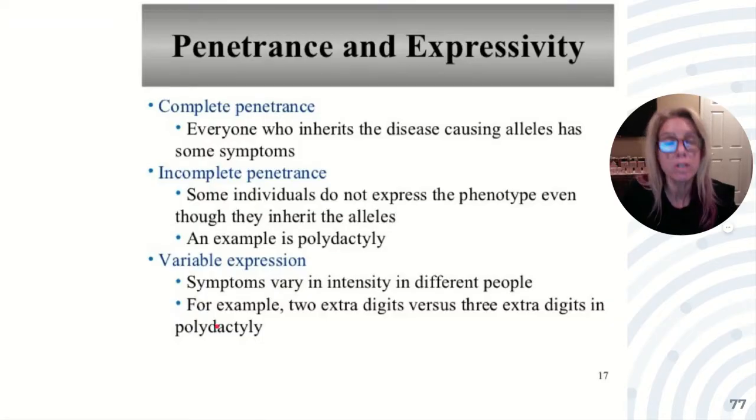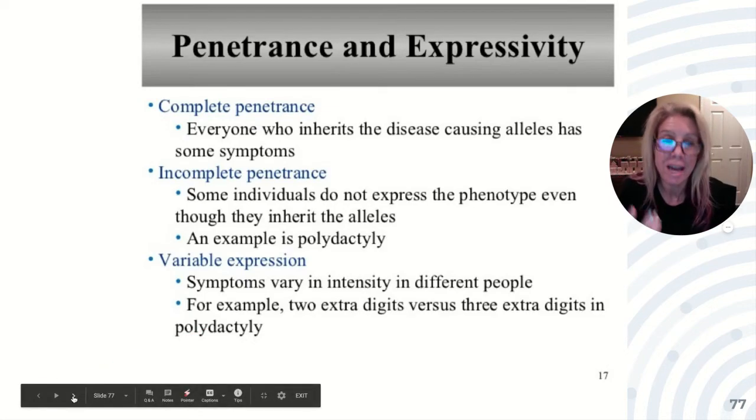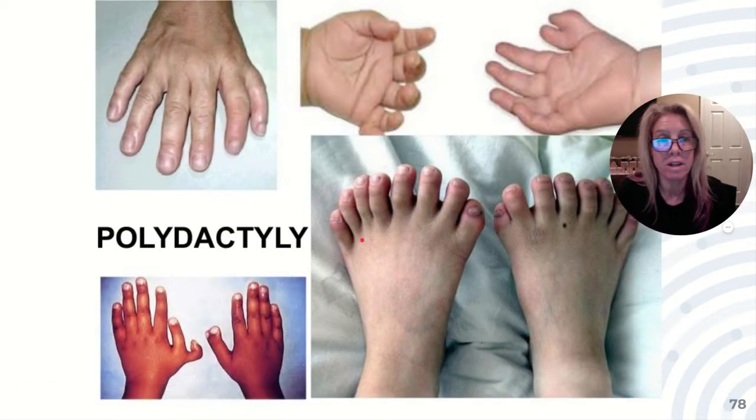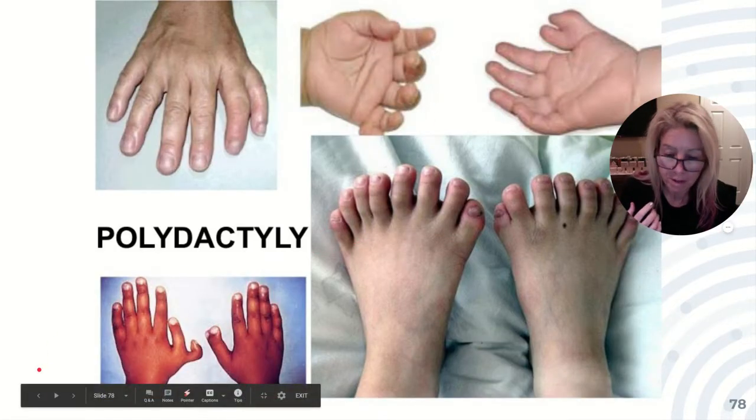And then variable expression is expressivity. It's how you express it. So for instance, you could have the gene for polydactyly where you have multiple digits, but how many digits will you have? That's variable expression and expressivity. So for instance, you could have polydactyly where you just have one extra digit, or you could have multiple digits as a result of that.